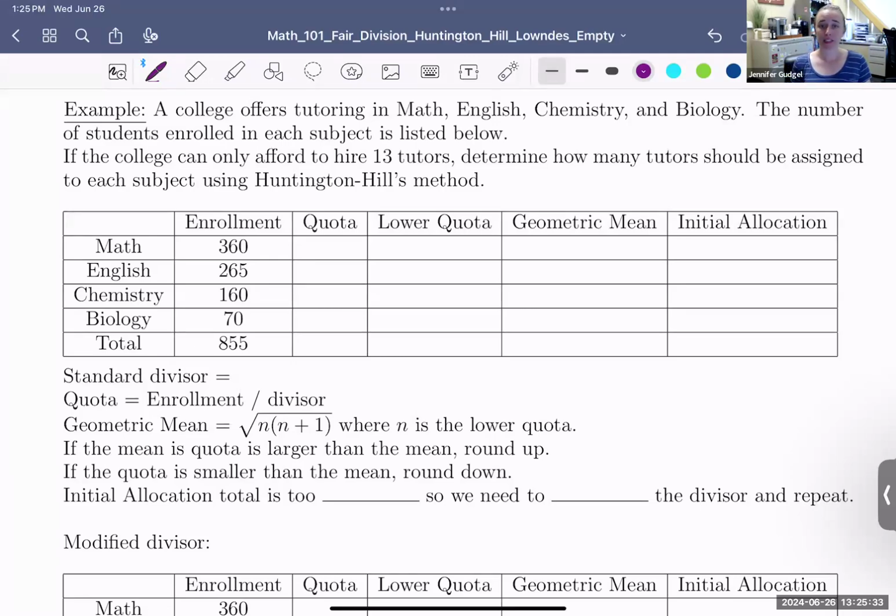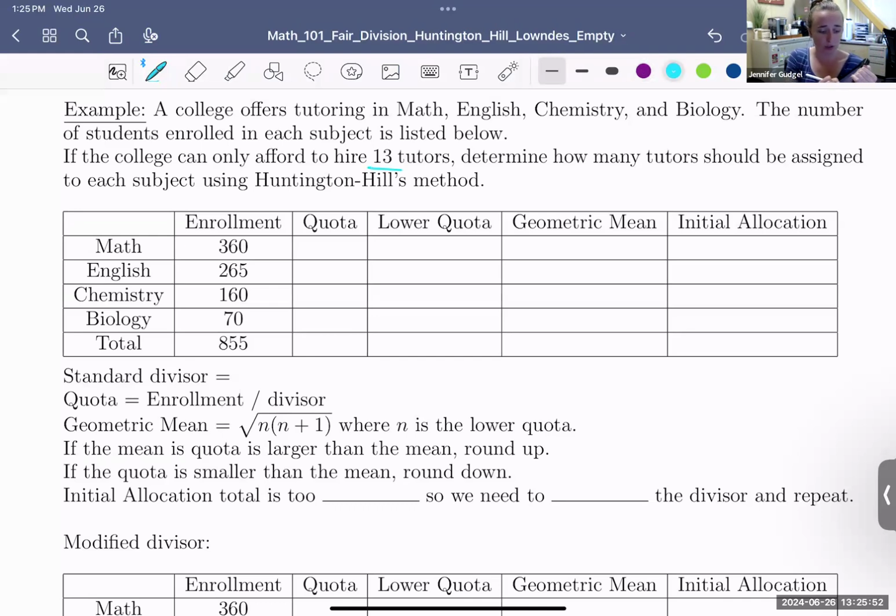Right? We've seen a similar example to this in our other methods. We are doing our tutors. In fact, we actually just did a tutor one for this method too, for Huntington-Hill. So try this out, really pause, try it on your own before you walk through it with me.